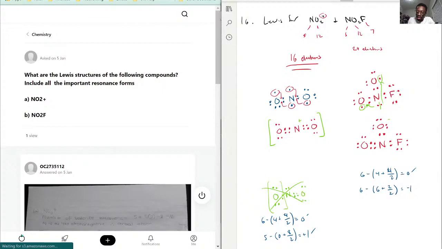But that means something here has to have a positive charge. Let's check the fluorine. So the fluorine is going to be 7 minus, it has 6 to itself, 2 over 2, that's going to be 0 as well. And now the nitrogen has, sorry, I'm blanking out, 5, and it actually has 0 to itself, and it's sharing 8. So that's going to be 4, so that's going to be plus 1. And that's where our positive charge is to cancel it out. So we have a minus 1 and a plus 1.